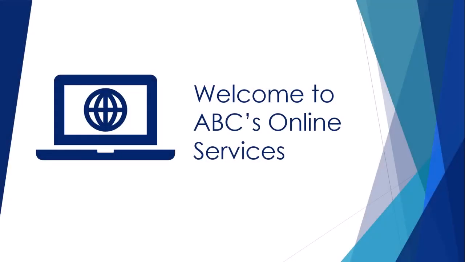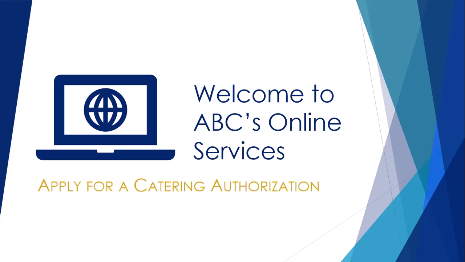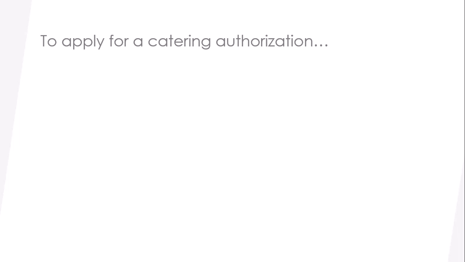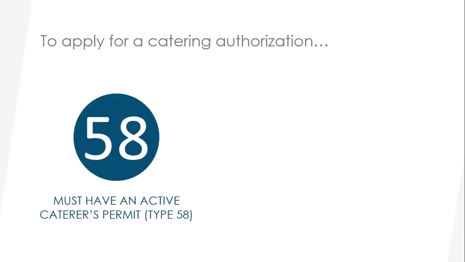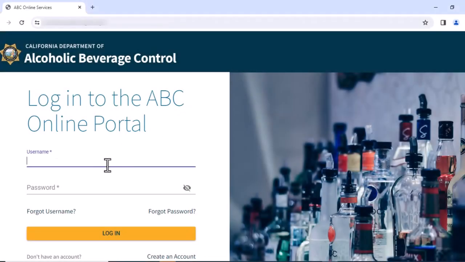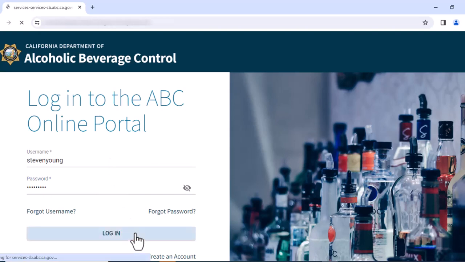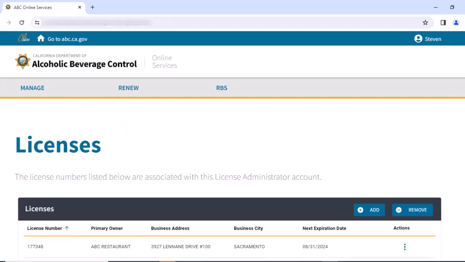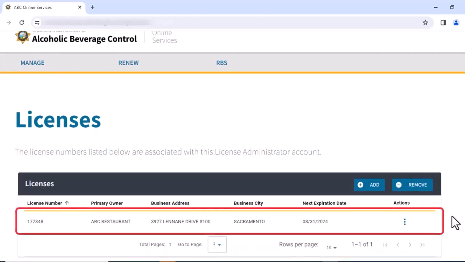We're going to show you how to apply for catering authorization from your license administrator account. To apply for a catering authorization, you must have an active caterer's permit type 58, and you must add your license numbers with an active type 58 to your license administrator account. To apply for a catering authorization, log into your license administrator account and ensure your license numbers with an active type 58 have been added to your account.